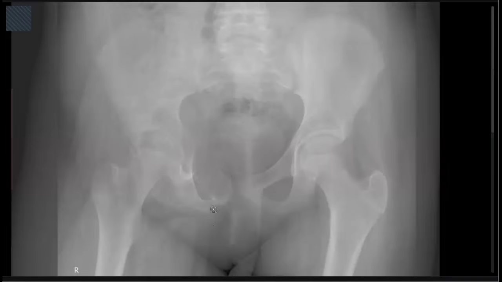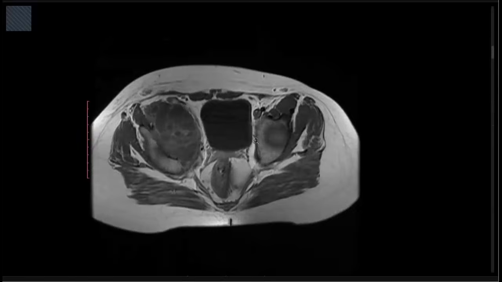So I'm suspecting maybe aneurysmal bone cyst, or maybe an aggressive lesion like telangiectatic osteosarcoma or giant cell tumor, but less likely in this age group. And maybe also fibrous dysplasia. So I will take this patient further to MRI.